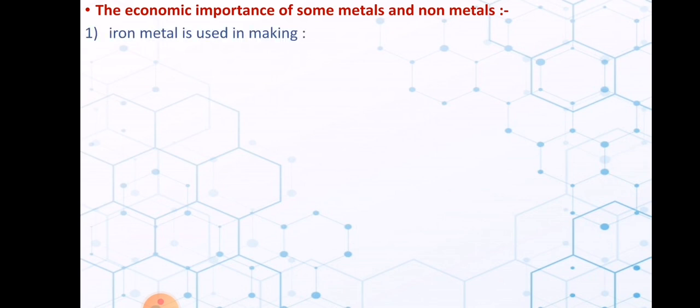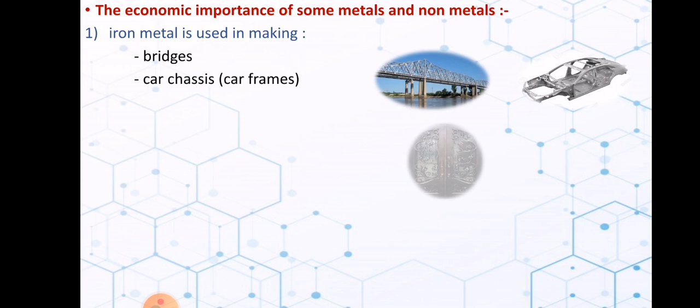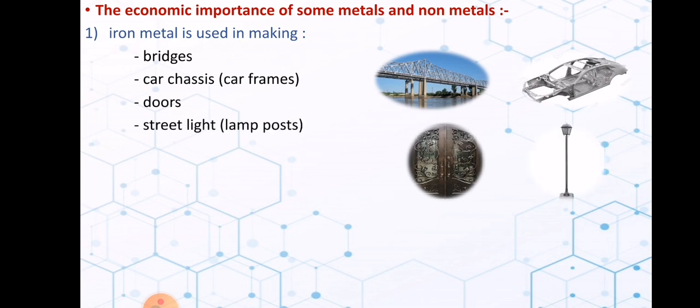Iron metal is used in making, number one, bridges and car chassis. It's also used in making doors and street lamps or lamp posts. Why do we use iron especially for making all this stuff? We use iron because iron is a strong metal. Also, it can be bent, it's malleable, and can be hammered. So it's easily shaped. So we use it in making car chassis, doors and so on.